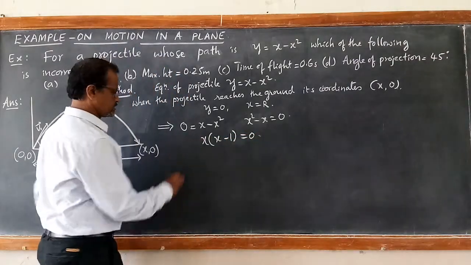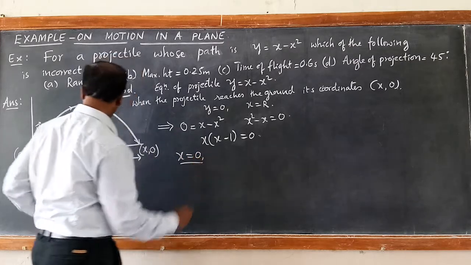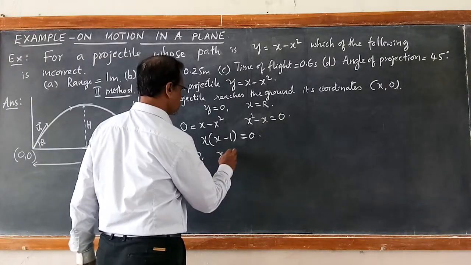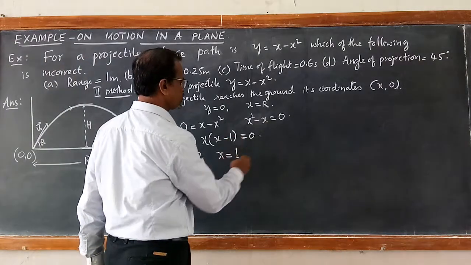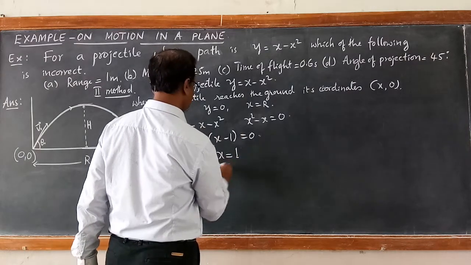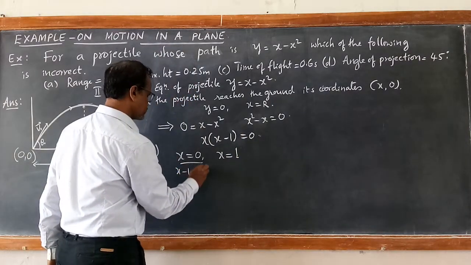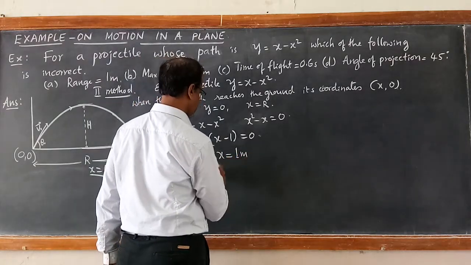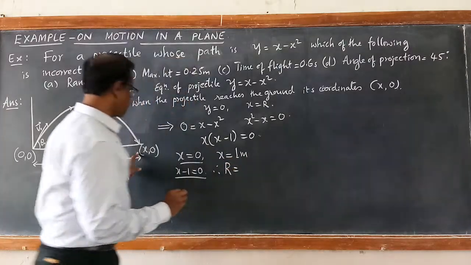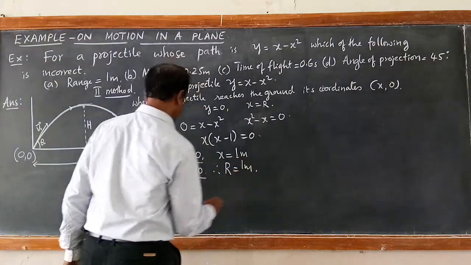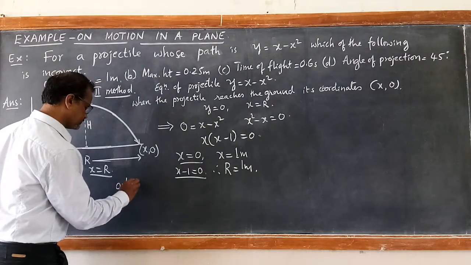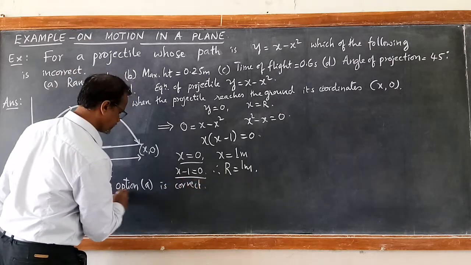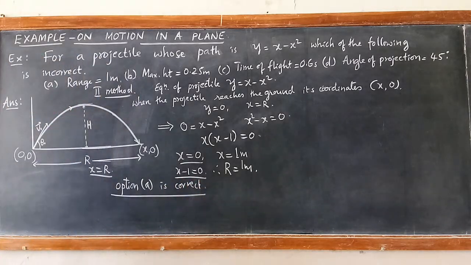So x takes two values. x may be equal to 0, that's already from the origin, and x minus 1 equal to 0. Using this x minus 1 equal to 0, we can write x equal to 1. That 1 means 1 meter. Therefore, the range r is equal to 1 meter. That's how option A is correct. Now let us check at the maximum height.